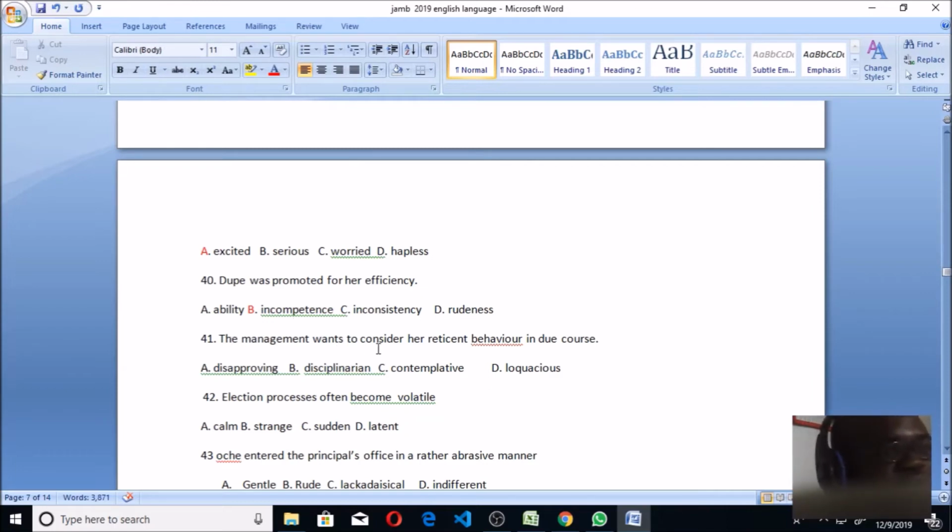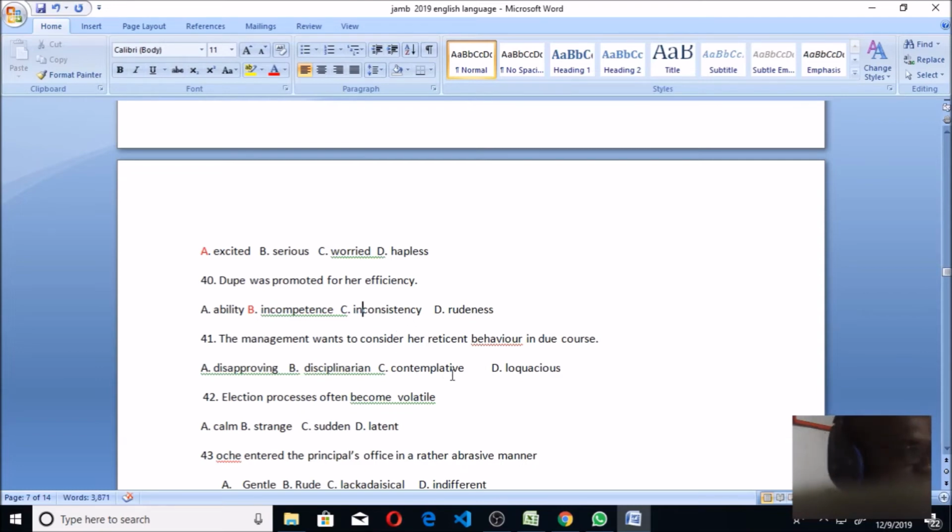The management wants to consider her reticent behavior in due course. The word is reticent. What is the meaning of reticent? Reticent simply means not revealing your thoughts or feeling readily. So something that is hidden in terms of revealing. Now you talk about A, disapproving. Disapproving simply means that someone thinks that someone or something is wrong or bad. To think that something is bad, that is disapproving. Disciplinarian is a person that enforces firm discipline.